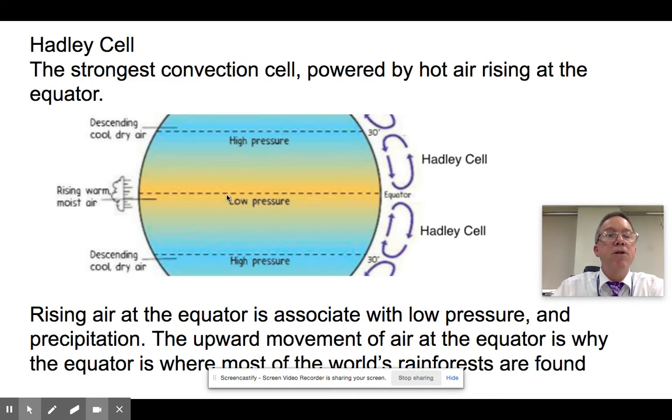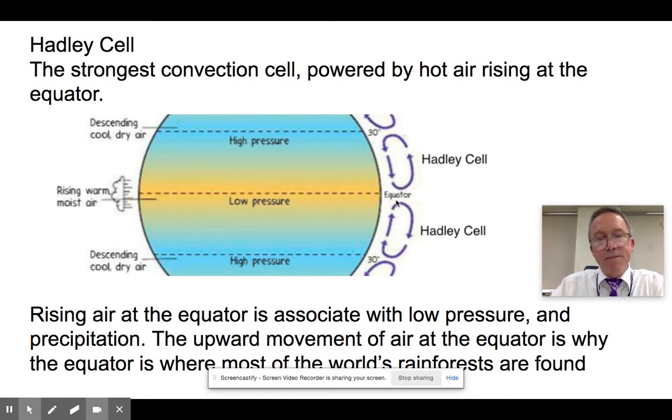So we associate low pressure with equatorial regions. As this air rises, it's going to cool off, and the water vapor is going to condense and precipitate out. So we'd expect to have lots of rain at the equator. And in fact, we do. The equator is literally ringed with rainforests. It rains a lot at the equator all the time because of this Hadley cell convection.